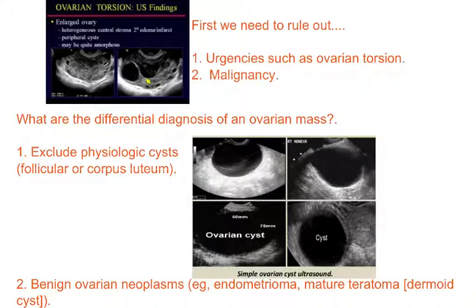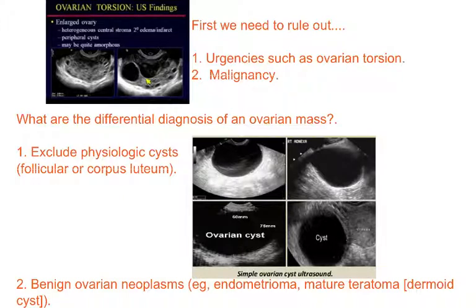So just to review, we need to see if it is an urgency, while the patient is talking to us. We need to find out if it is an urgency, such as ovarian torsion, which you can see in the image on the left. Or we need to see if it is a malignancy, where the patient usually complains of discomfort because of the size of the lesion. But it can also show severe pain with time.